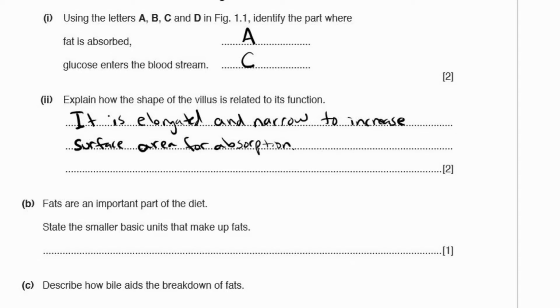B. Fats are an important part of the diet. State the smaller basic units that make up fats. Okay, fats are made up of glycerol and fatty acids. Okay, glycerol and fatty acids. The triglyceride is made up of 1 glycerol and 3 fatty acids.